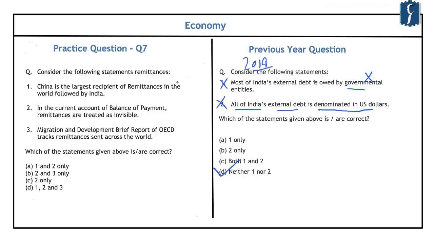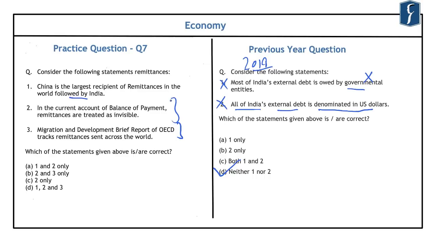Now, after looking at this previous year question, if you look at this practice question, it reads, consider the following statements regarding the remittances. First is that China is the largest recipient of the remittances in the world, followed by India. Second is that in the current account of balance of payment, remittances are treated as invisibles. And the third statement is that the Migration and Development Brief Report of OECD tracks remittances sent across the world.